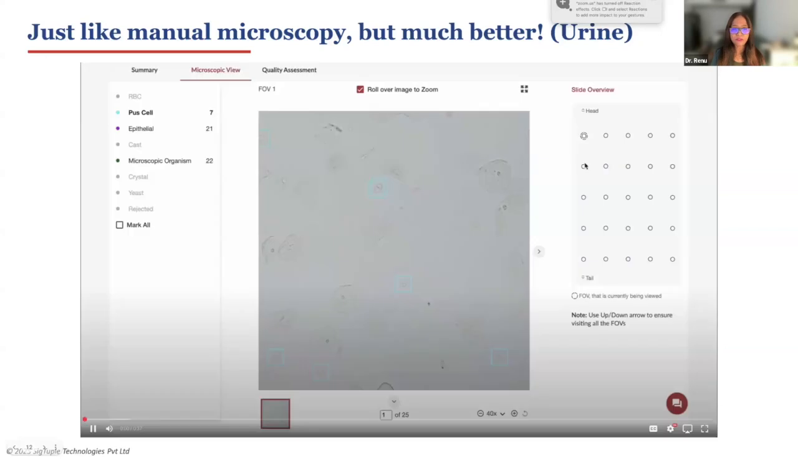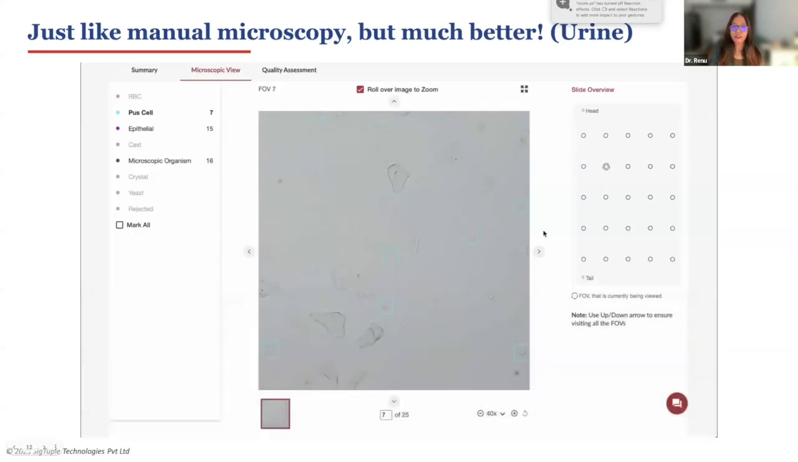The similar microscopic feature can be seen for urine microscopy as well. So it's just that the software changes from Shonit to Shrava, which is from peripheral blood smear to urine microscopy. And all of this today is a very smart way of reporting.